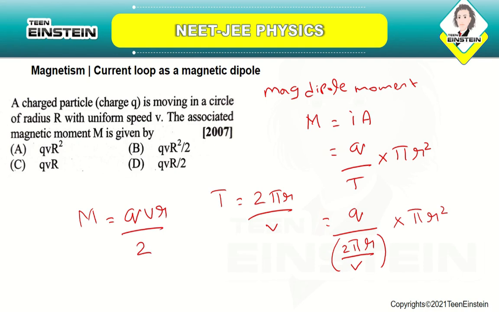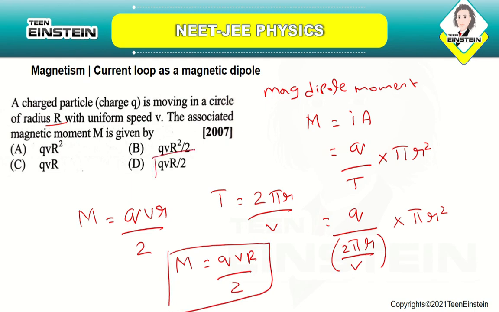Okay, here the radius they have given as capital R. So M will be Q v R by 2. So the correct answer is option number D. The associated magnetic moment is given by Q v R by 2. Okay, let us now go on with the next question.